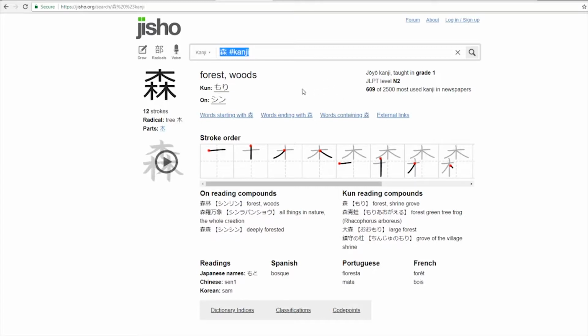The next one is forest or woods. This is almost basically identical to grove, but there's more trees. So just think of a bunch of trees. Basically makes a forest. Mori is the kunyomi. And the onyomi, I believe, is shin. Yeah, shin.